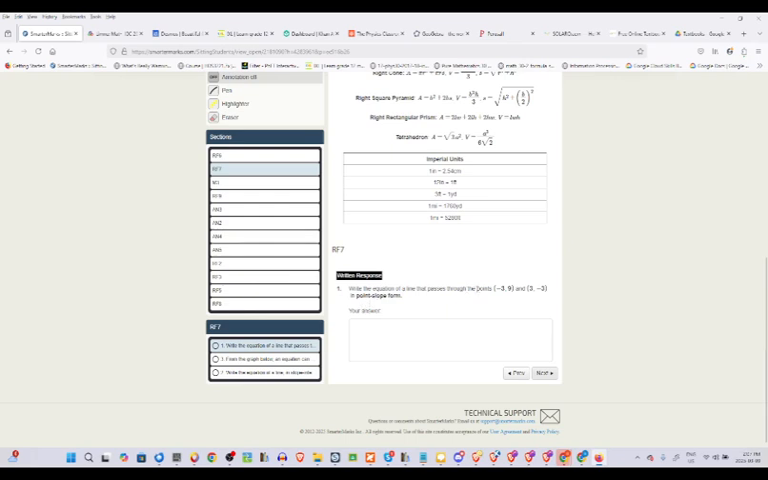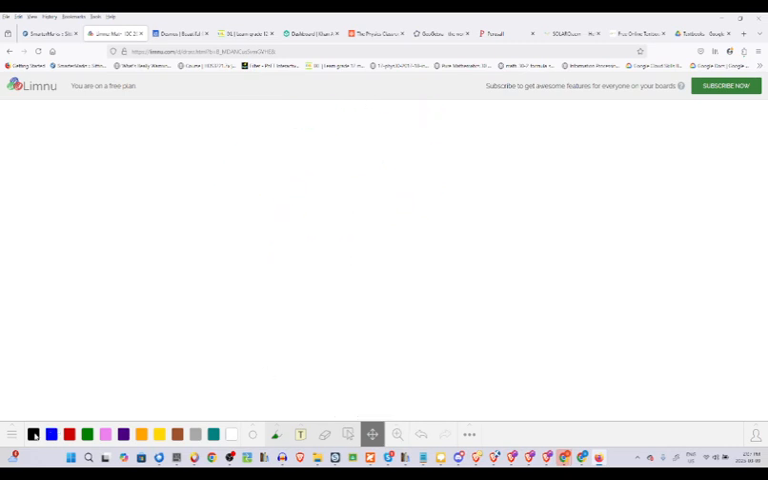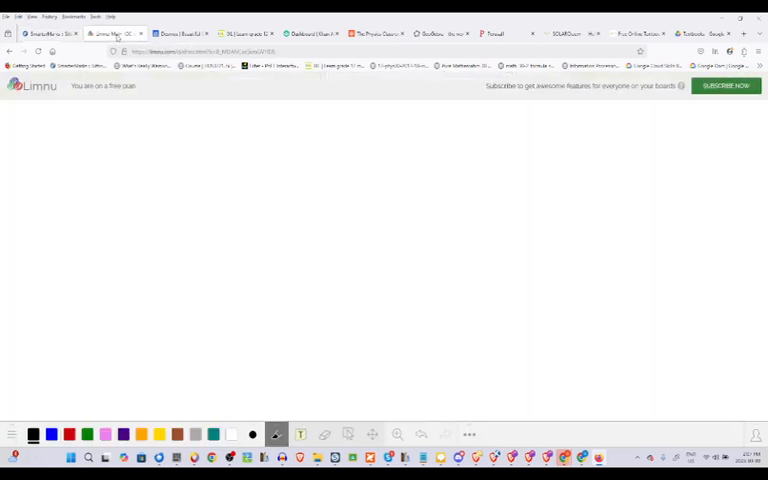So the equation of a line that passes through these points in point-slope form. The first thing we need to do is find our slope. So let's take a look. Our 2 points are negative 3, 9, and 3, negative 3. Doesn't matter which we decide is 1 and 2. We can call them x1 and y1 here.